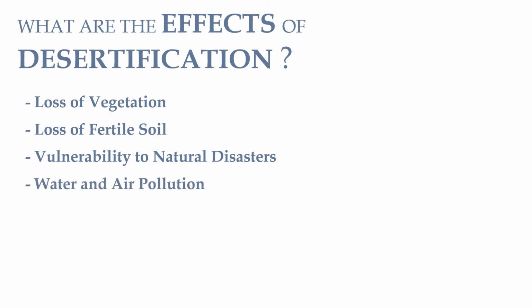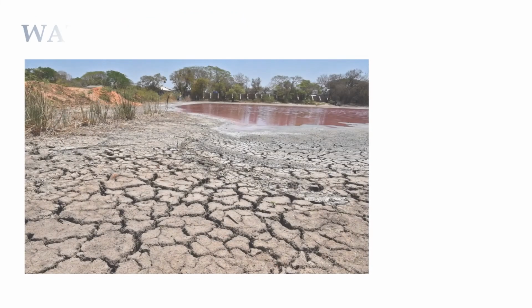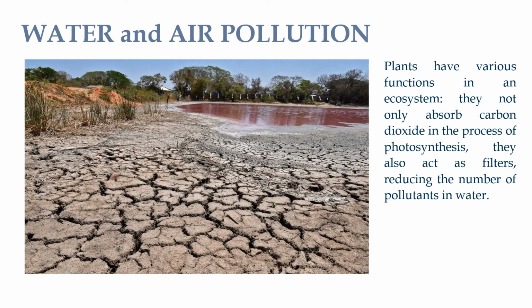Another effect of desertification is water and air pollution. Plants have various functions in an ecosystem. They not only absorb carbon dioxide in the process of photosynthesis, they also act as filters, reducing the number of pollutants in water.